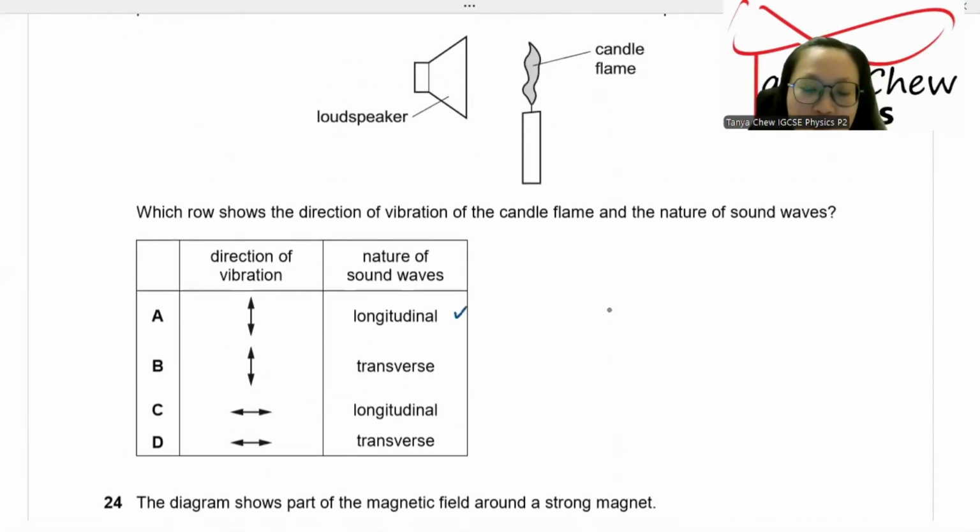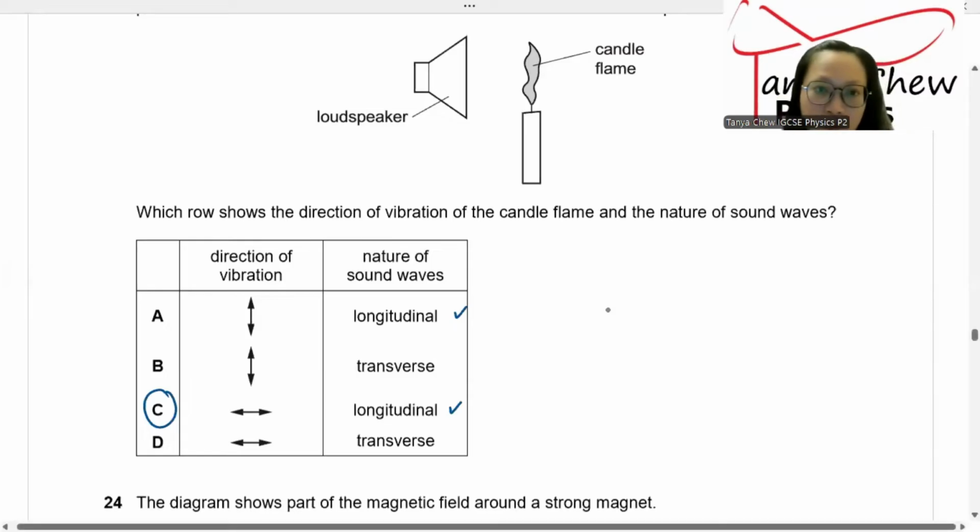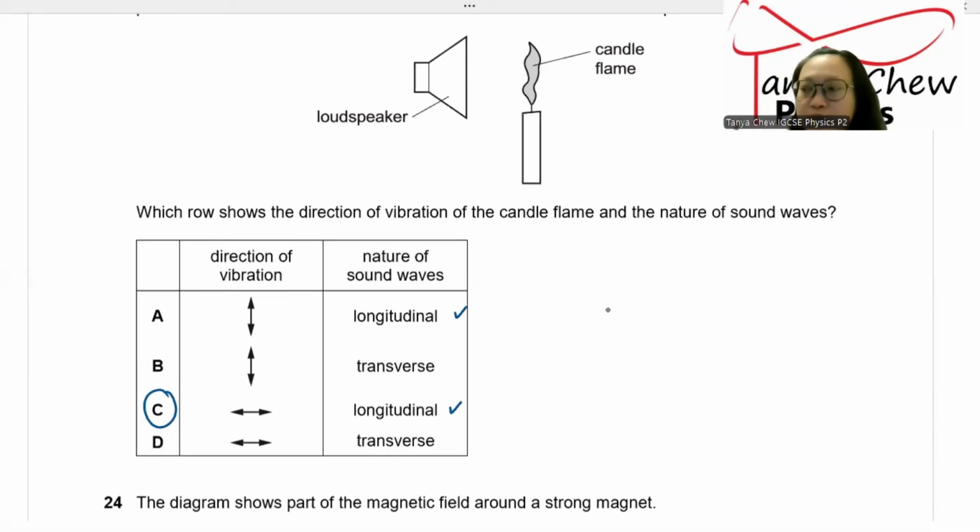Sound wave has to be a longitudinal wave. And the direction of vibration of the particles will be parallel to the direction of propagation of the energy. So that means to and fro, and the energy will be transferred forward.